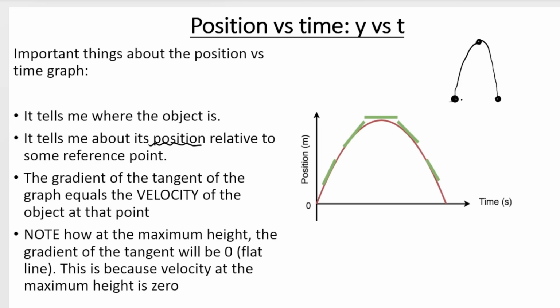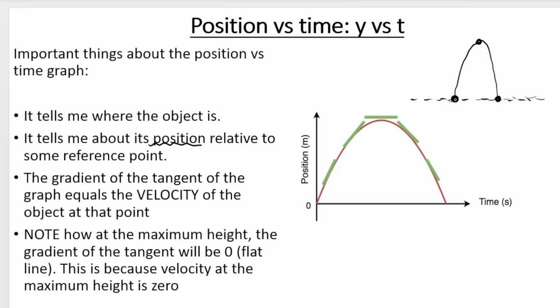So the reference point is like the 0 position. It could be my hands or the position where the ball was released from, or maybe it was shot upwards from the ground. In that case, my reference point is the ground. More often than not, your reference point is the ground.